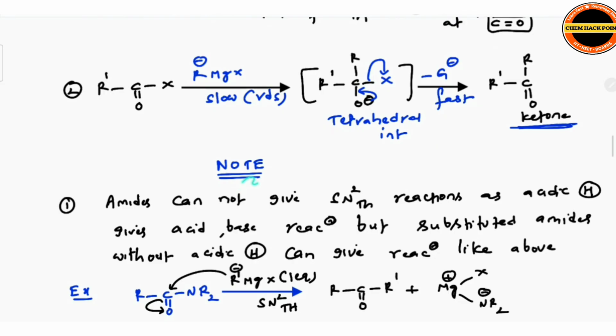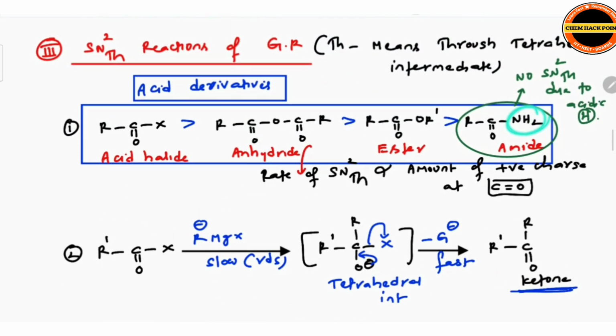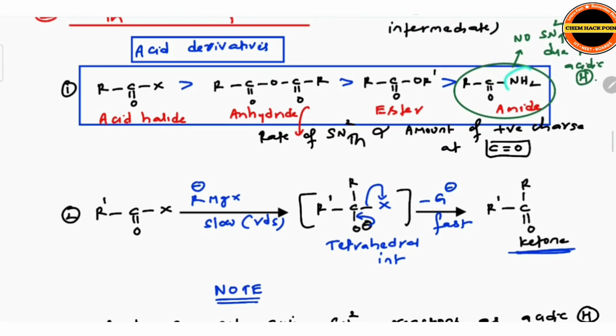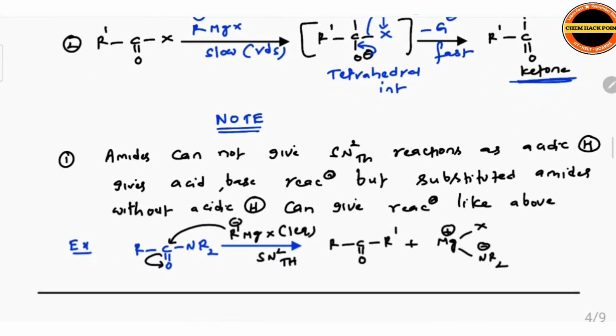Next, observe here. Amides cannot give SN2TH reactions as the acidic hydrogen gives an acid-base reaction. But substituted amides without acidic hydrogen can give reactions like above. See here, NH2 hydrogens are present. If hydrogens are replaced by any alkyl group, then it can give SN2TH. As usual, R minus attaches here and you remove the remaining part. So remember, amides with alpha hydrogens or acidic hydrogens cannot show SN2TH, but if it is a substituted amide, it can show.